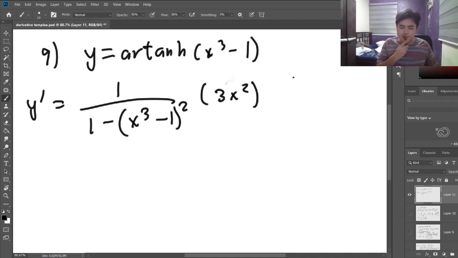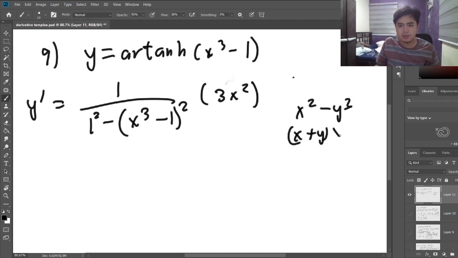Okay, can we simplify this further? Yes, we can. How? Well, look at this. 1, it can be expressed as 1 squared minus something squared. This is another difference of 2 squares. So difference of 2 squares, refresher again, x plus y, x minus y.